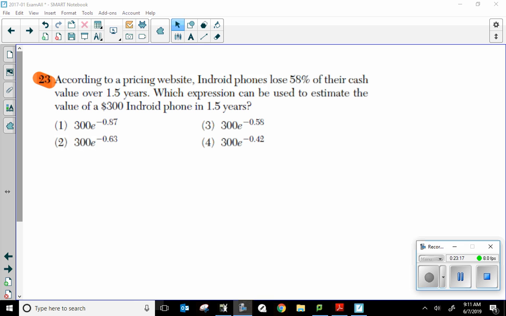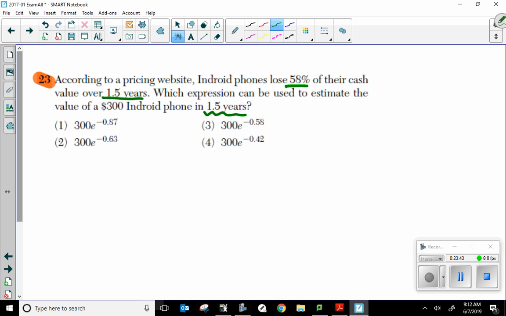23, another algebra problem. According to a pricing website, Android. Oh, look how clever. They combined iPhone and Android and called it Android. Okay, anyways, an Android phone loses 58% of their cash value over 1.5 years. Which expression can be used to estimate the value of a $300 Android phone in a year and a half?